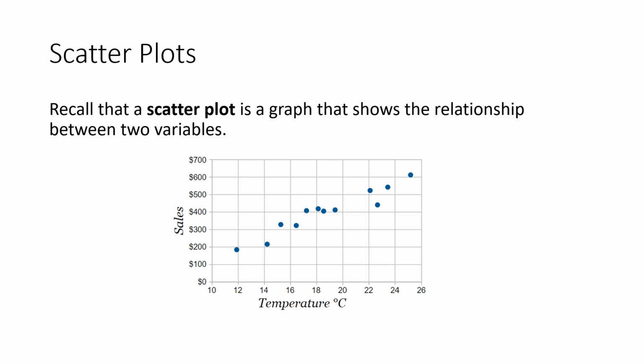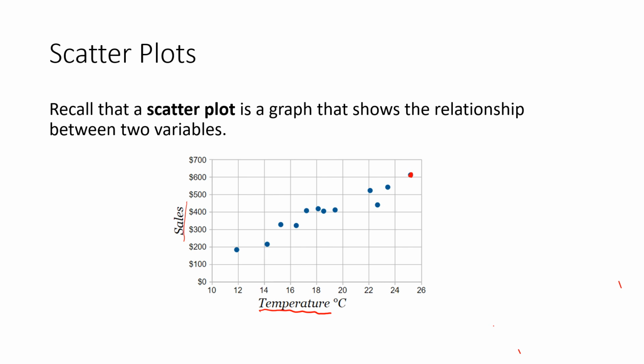Okay, let's reintroduce the scatter plot. Now, remember when we learned about graphs back in chapter 5, we quickly looked at the scatter plot. The scatter plot is a graph that shows the relationship between two variables. So each point here is what we can call a data point. And the data point has two numerical data values. In this case, one number, the x value, is the temperature, and the y value is sales.